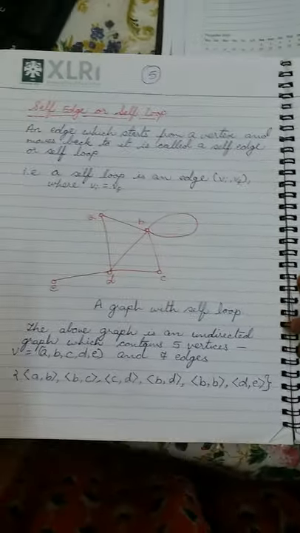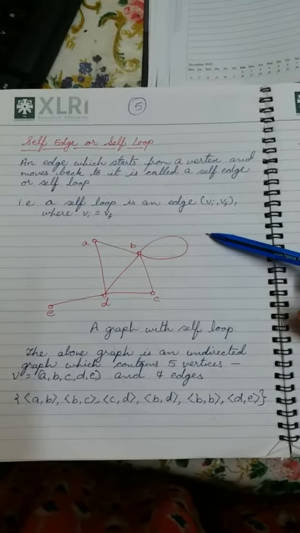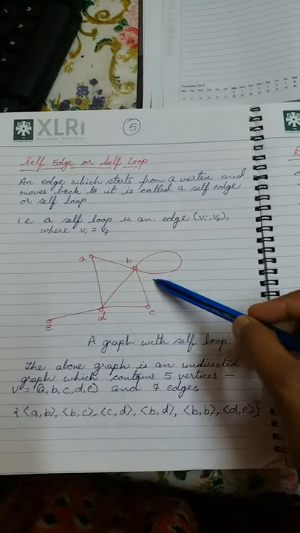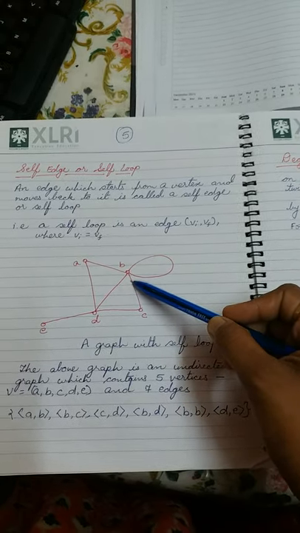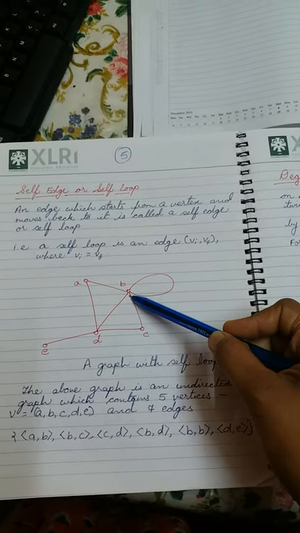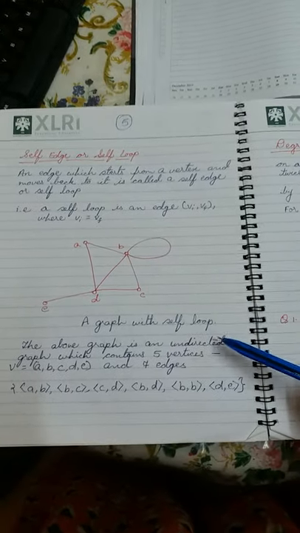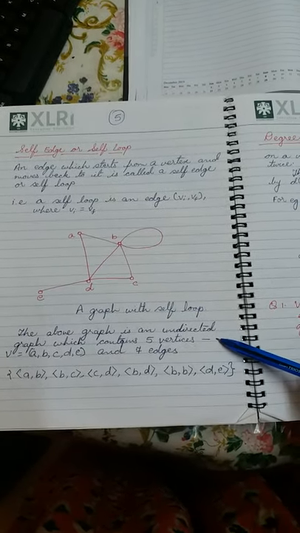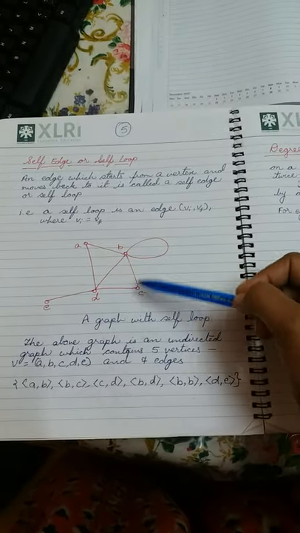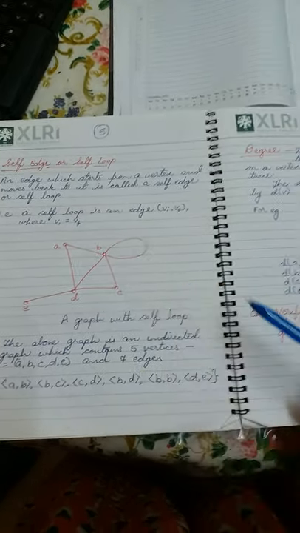Self edge or self loop: an edge which starts from a vertex and moves back to it is called a self edge or self loop. Like in this diagram, this edge is known as a self loop because its starting and ending node is the same. It starts from B and ends at B itself. The above graph is an undirected graph which contains 5 vertices A, B, C, D and E and 7 edges: A, B, B, C, C, D, D, E, D, A and B, B.